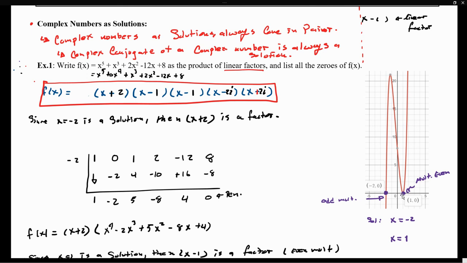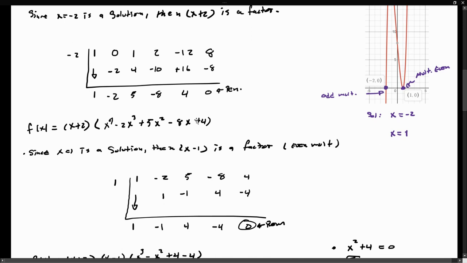And then look at their multiplicity. I saw that because it touches and bounces back, this solution has an even multiplicity. So therefore, it's either 2 or 4. It cannot be 6 because the highest is 5. So either 2 or 4. And I know that this should be 1. And then I just go one by one. Since I know that minus 2 is a solution, therefore x plus 2 is a factor. So let me use synthetic division to factor it out. And now I'm going to work with this.